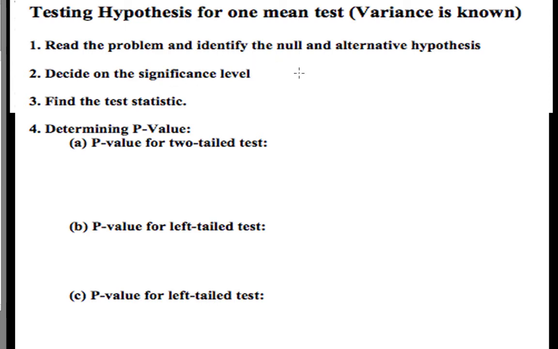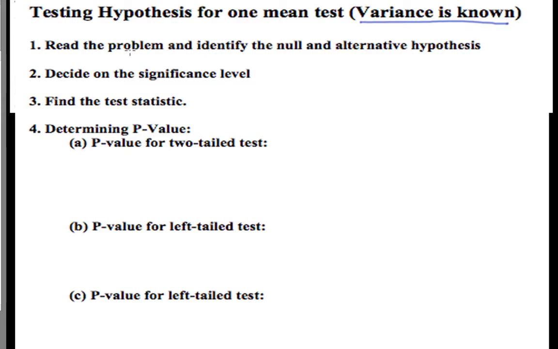In this video, I discuss testing hypothesis for one mean test when variance is known. This is very important because we do have two cases. First one is the variance is known. Second one, variance is unknown. Okay, here we follow the four steps.